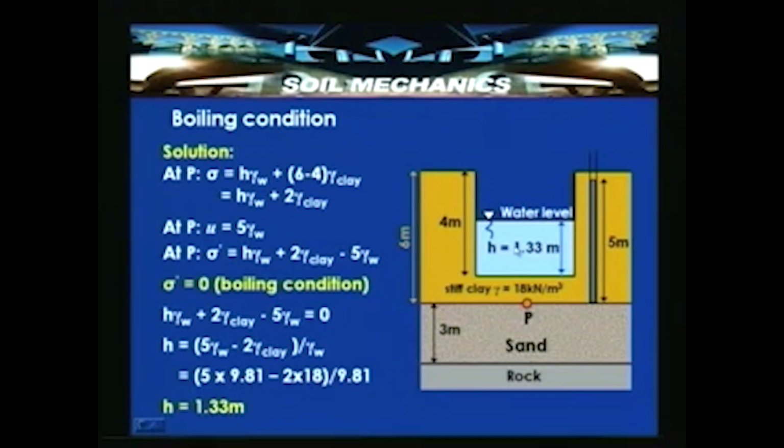So, this indicates that to prevent the boiling condition, we have to maintain a minimum of around 1.3 meters of water height in the trench. Otherwise, there is the eventuality of the boiling condition occurring.